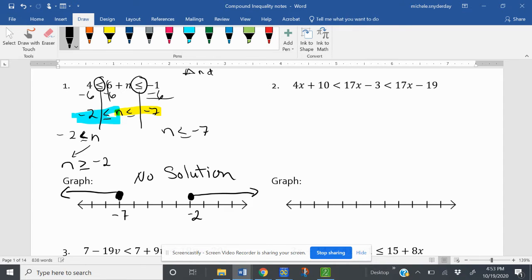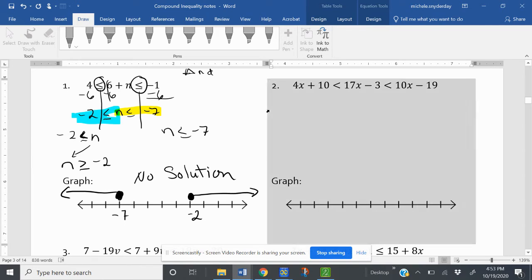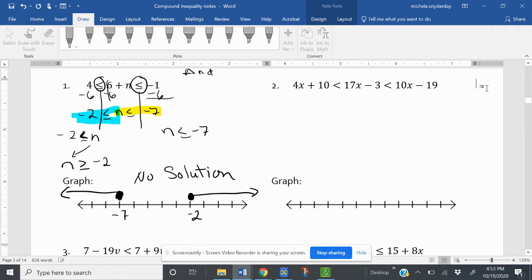Now, number 2, I need to alter it just a bit so that it'll work out for us. I'm going to make this one over here a 10x. Otherwise, it's not going to work out very well. Now, this one's quite complicated.